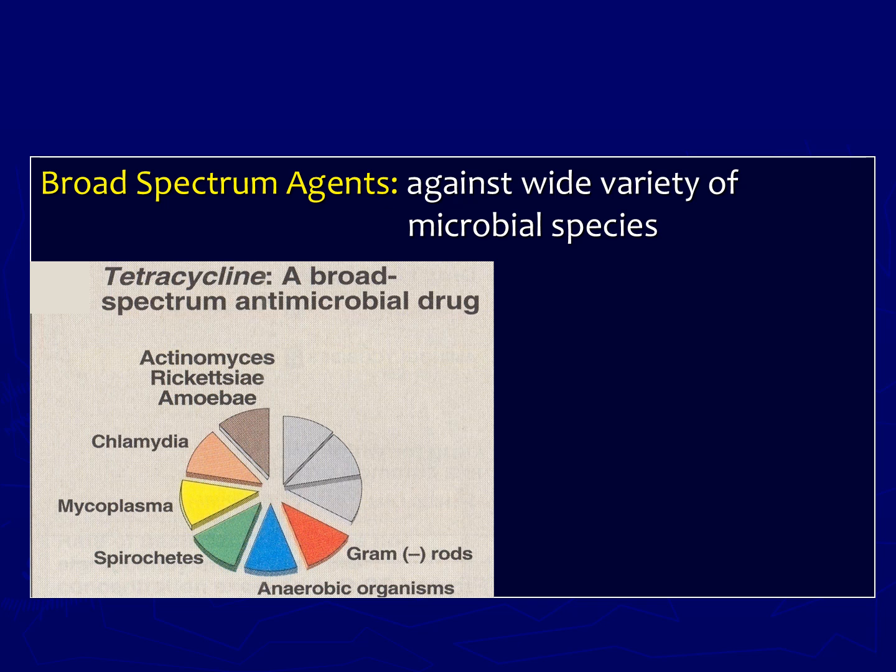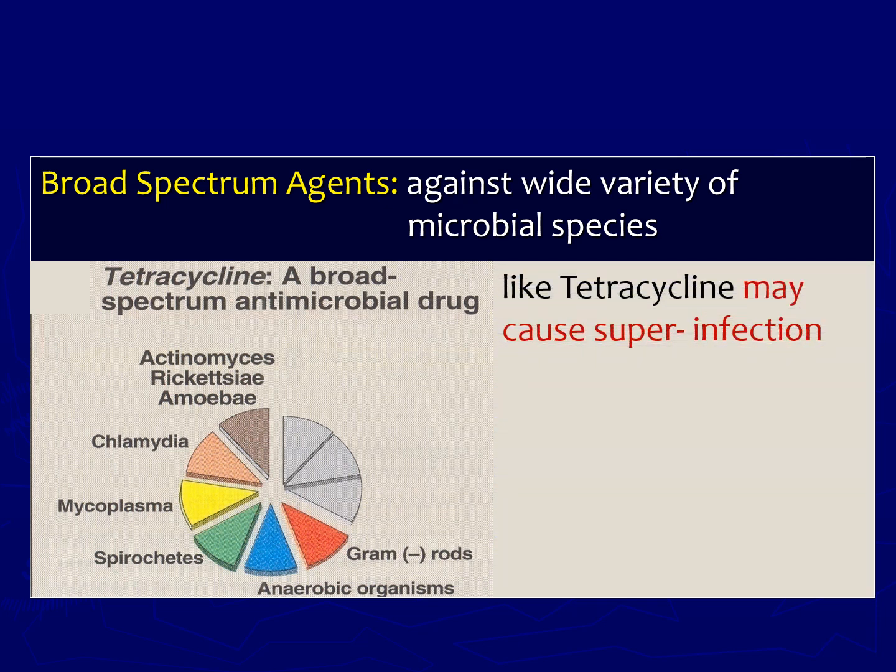Then there is broad spectrum. It is more than the extended type, against a wide variety of microbe species. For example, tetracycline is a broad spectrum antibacterial. Not only gram-positive, negative, bacilli, rods, etc., but also against actinomyces, rickettsial infection, amoebiasis, etc. So, the only problem with these broad spectrum antibiotics is they may cause superinfection. We will see what is superinfection later on.